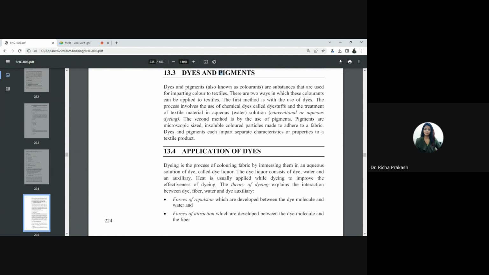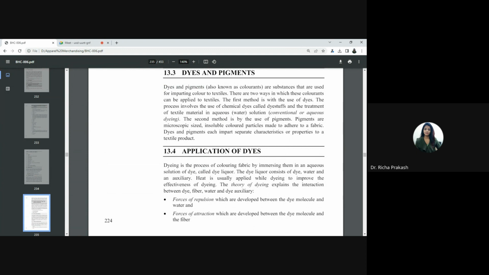Now, dyes and pigments: anything that is used to impart a new color to fabric or textile is called a dye or a pigment. Now, there is a difference between dyes and pigments. The major difference is dyes are generally more liquid. The consistency of dye is very thin. So what happens is, it penetrates inside the fibers, and it gives the whole fabric a new color.